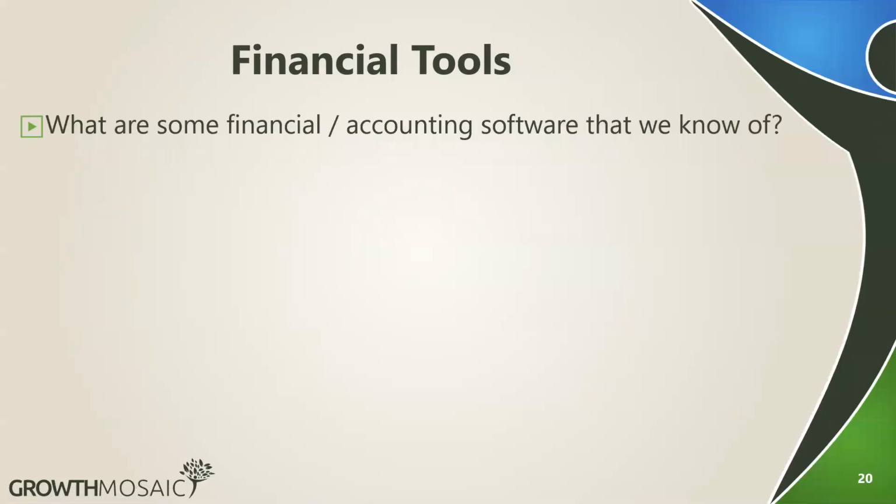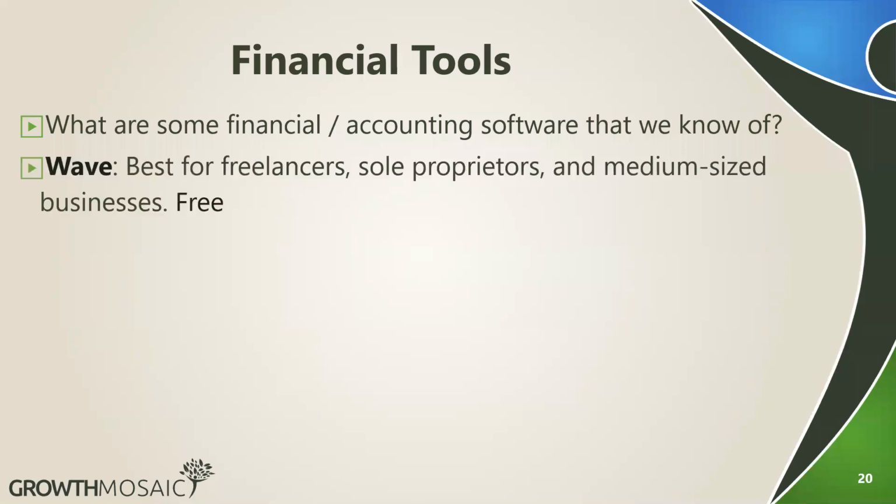So now let's look at some financial tools. We've already mentioned a few. We saw Zoho, and some generally just said business systems. What are some we can look at? This was something we touched on in the first session. But one we can look at is Wave. Wave is an accounting system. It's good for freelancers, so you can be a one-man show, and you could be using it for proprietors and medium-sized businesses. The good thing about it is it's free.